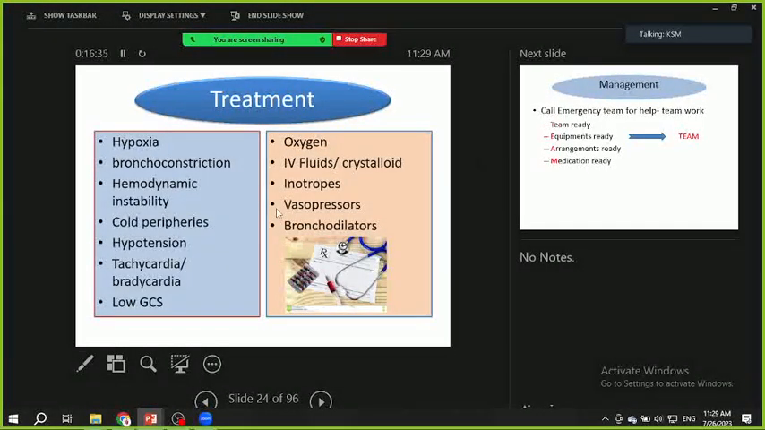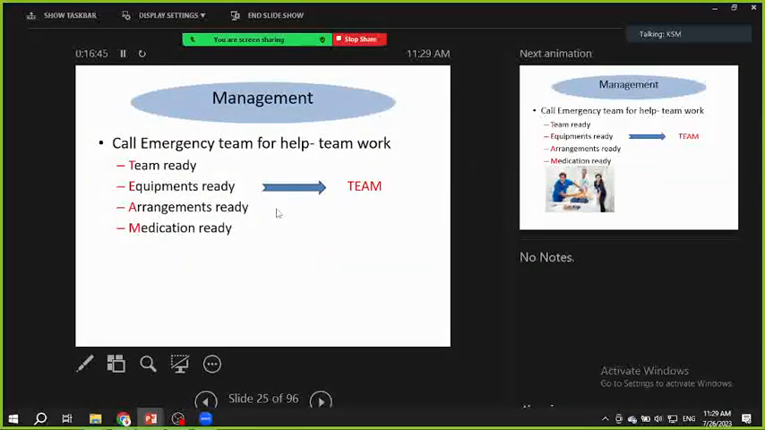The usual picture is that the patient has hypoxia, bronchospasm, cold peripheries, tachycardia or bradycardia, and low GCS, so we have to give oxygen, crystalloid, inotropes, vasopressors and bronchodilators, and see how it works. Right.